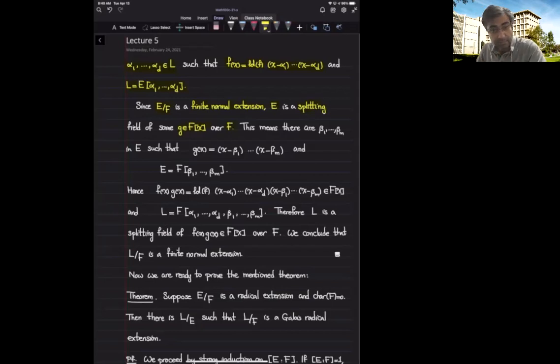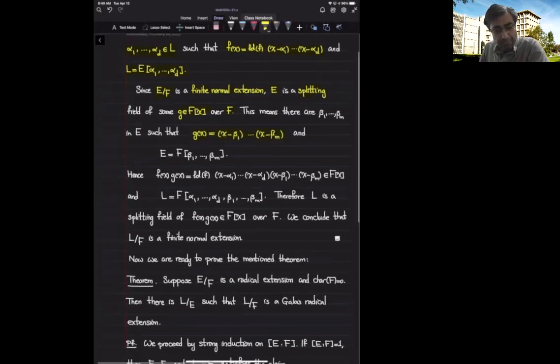Again, what does that mean? This means that I can write down this polynomial. I can even make sure that this polynomial is monic. The leading coefficient does not play a role here. So I can make sure that g is monic, and then I write it as a product of linear factors, x minus beta i's.